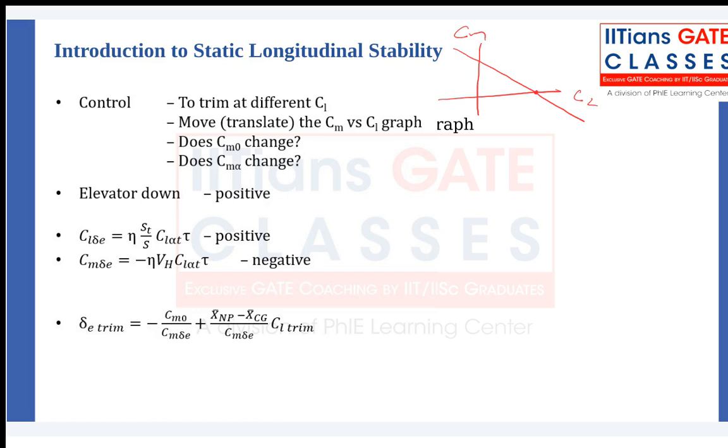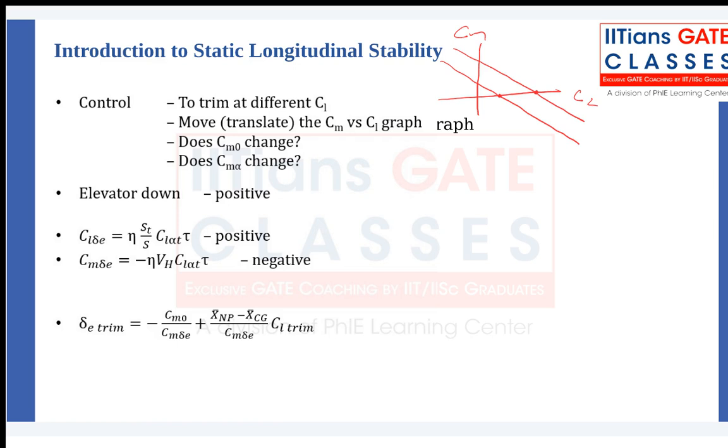You want to trim the aircraft. What was trim? Trim is equilibrium, right? So you want to trim the aircraft at a different CL. Suppose you want to trim it here. Then you deflect your elevator control surface in such a way that the graph is shifted. It does not change the slope. It merely translates the graph. Your CM versus CL graph is just translated over the axis. It doesn't change the slope.